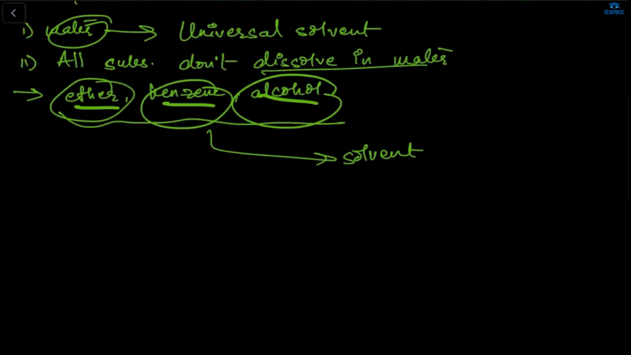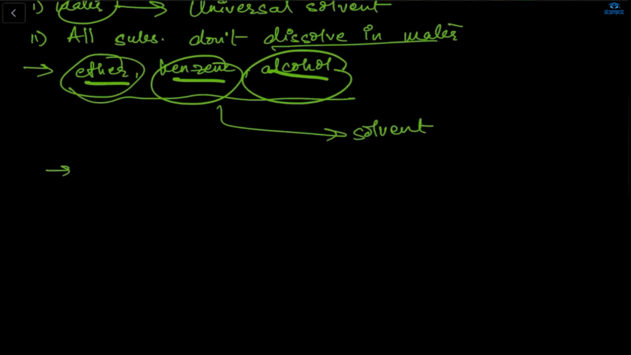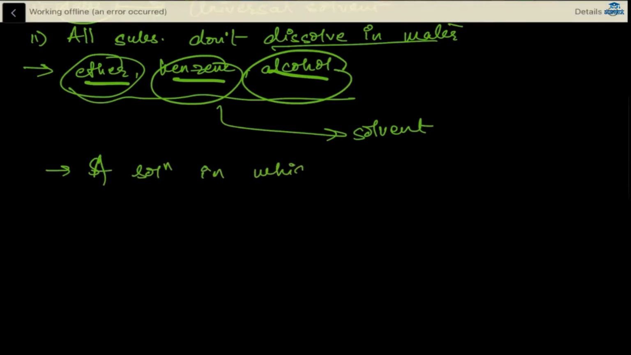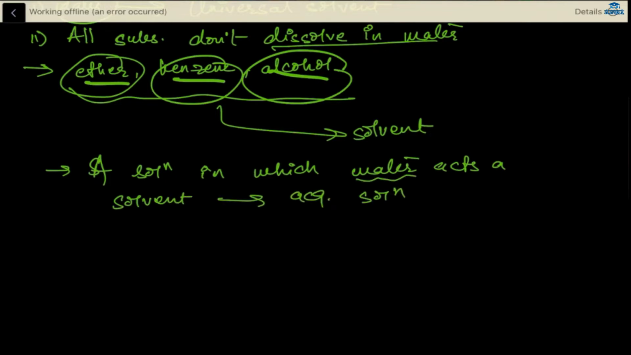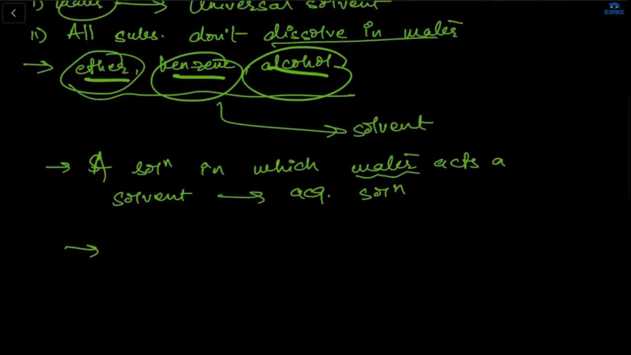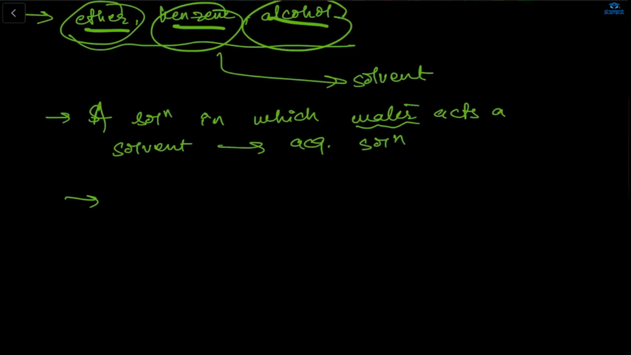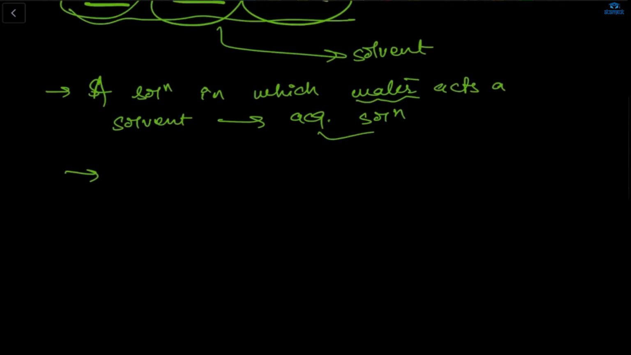A solution in which water acts as a solvent is called aqueous solution. Okay, Arham? A solution in which water acts as a solvent is called aqueous, and a solution in which water does not act as a solvent is called a non-aqueous solution. The other one, in which any other liquid other than water acts as a solvent, is called non-aqueous solution.